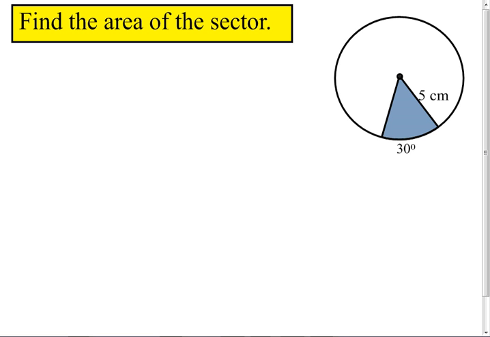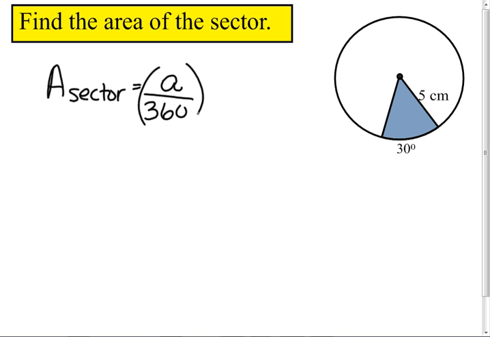I like to write the formula down, and those of you who are having success are doing that. Those of you who are struggling are not doing that. Area of the sector is equal to the measure of the central angle over 360, which gives me the fractional amount of the circle, times pi r squared.